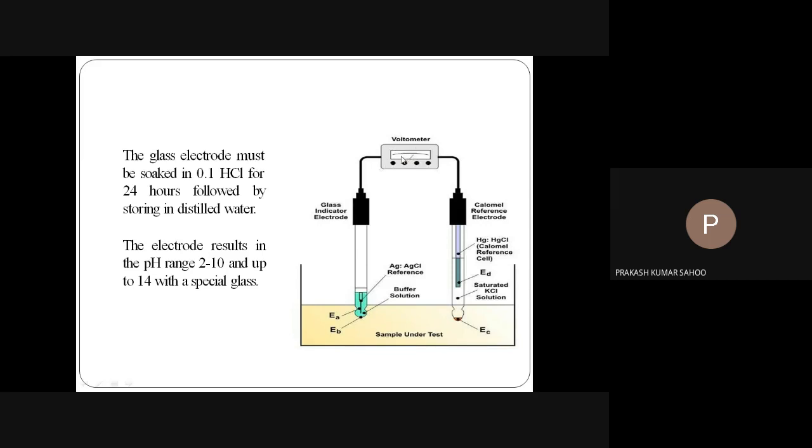Here is how the potential changes. The glass electrode, this one, must be soaked in 0.1 molar HCl for 24 hours, followed by storing in distilled water. The electrode works in the pH range 2 to 10, and up to 14 with a special glass.